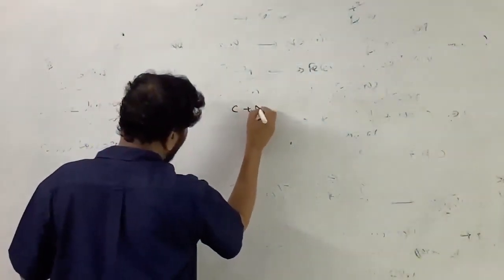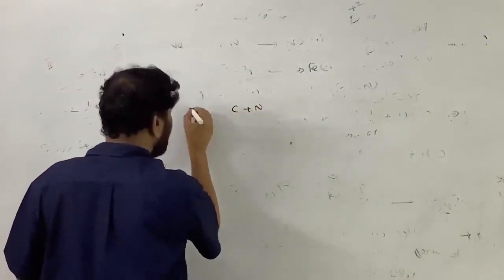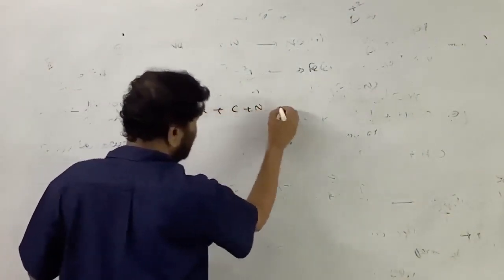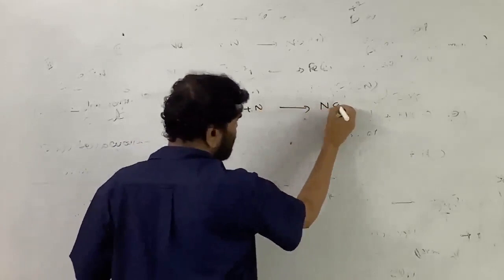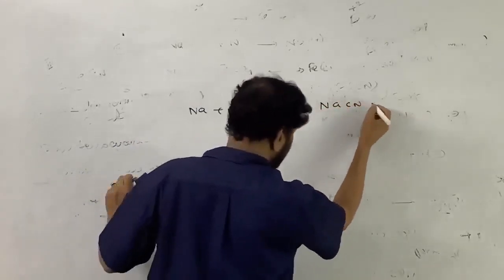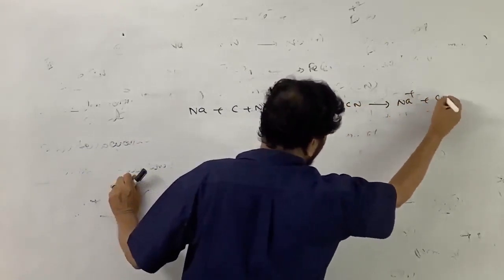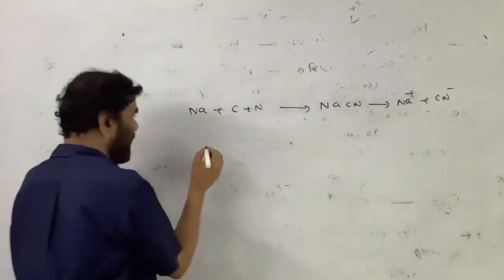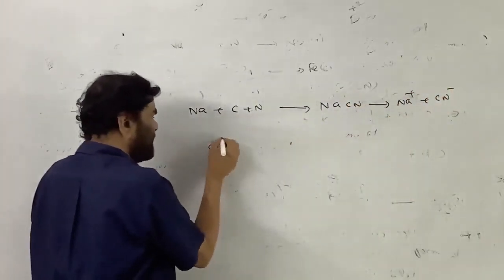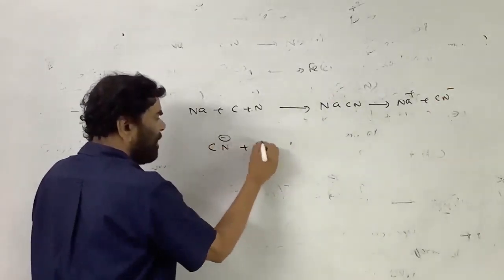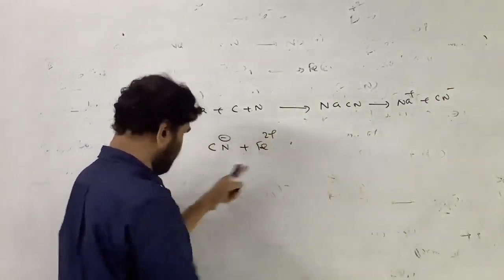Carbon and nitrogen are combining with sodium to give sodium cyanide, which is the source for Na plus and CN minus. You are taking the Lassaigne extract, that is the cyanide ion, and adding ferrous sulfate.